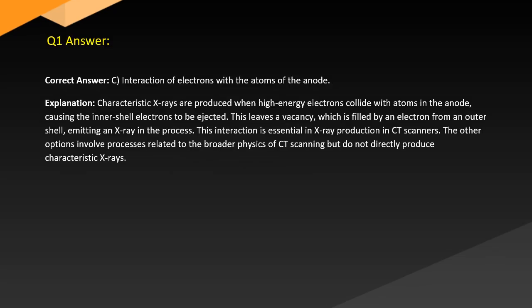Answer. Correct answer: C. Interaction of electrons with the atoms of the anode. Explanation. Characteristic X-rays are produced when high-energy electrons collide with atoms in the anode, causing the inner shell electrons to be ejected. This leaves a vacancy which is filled by an electron from an outer shell, emitting an X-ray in the process. This interaction is essential in X-ray production in CT scanners. The other options involve processes related to the broader CT scanning but do not directly produce characteristic X-rays.